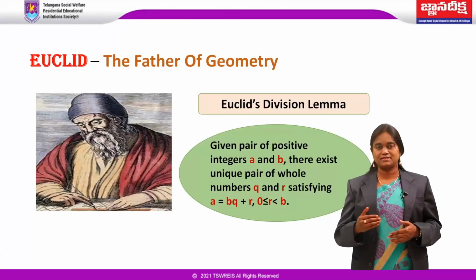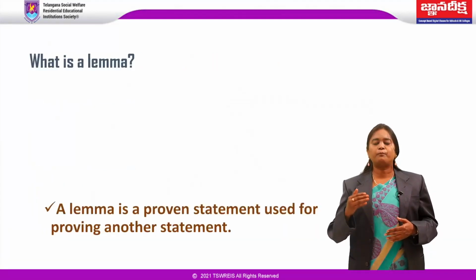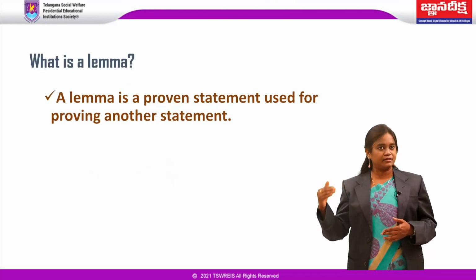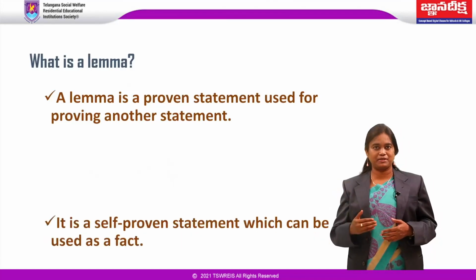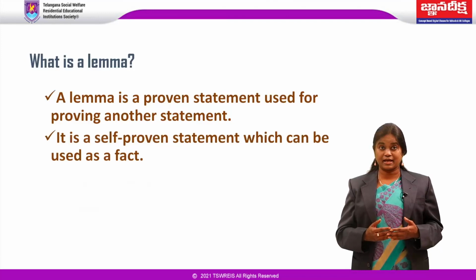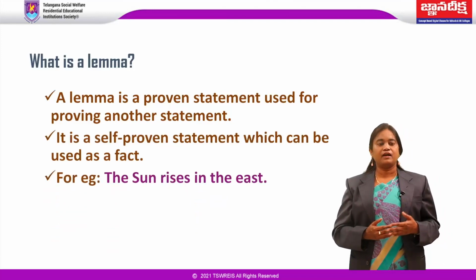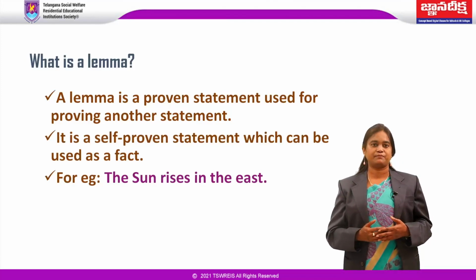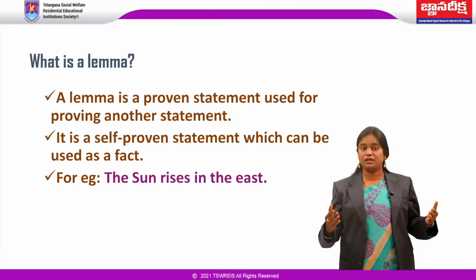Now, what is a lemma? A lemma is nothing but a proven statement used for proving another statement. It is a self-proven statement which can be used as a fact. For example, the sun rises in the east. Euclid's division lemma has many uses. It is used to find HCF between two large numbers.